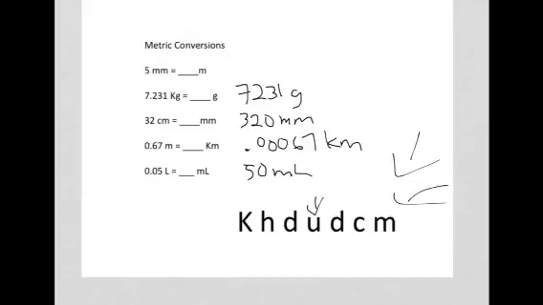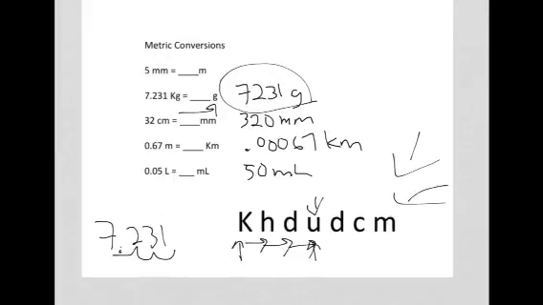So the whole idea here is if I have 7.231 kilograms, I'm starting here and I want to go to grams, which is the base unit. I need to move 1, 2, 3 spaces to the right. In other words, I'm going to move the decimal the same amount of spaces, the same direction. So 1, 2, 3, and that's where the 7,231 grams comes into play.